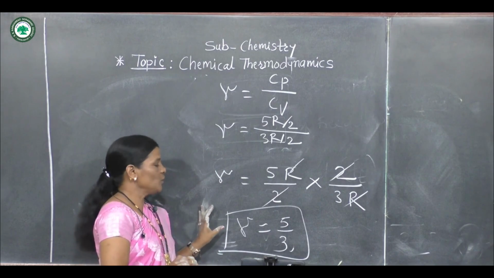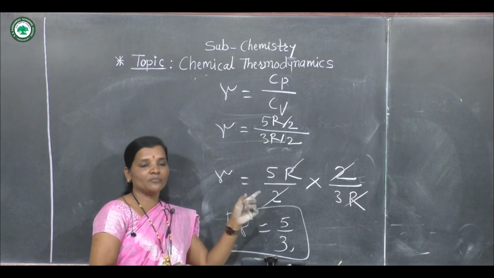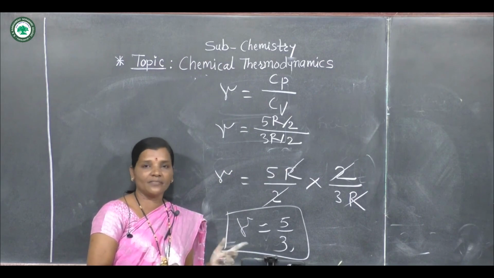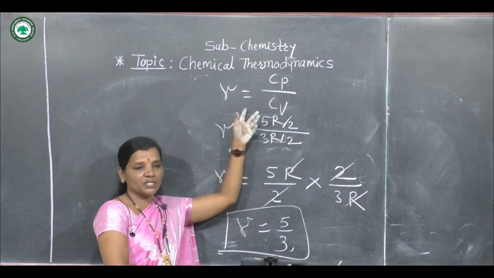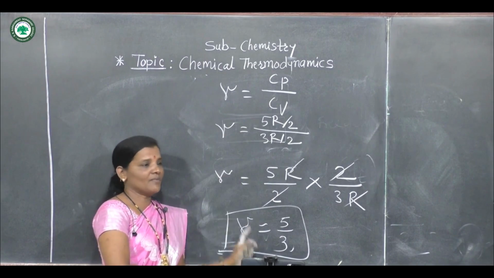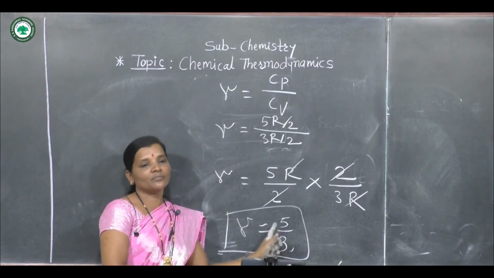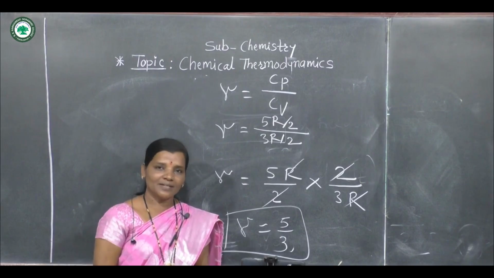From the degree of freedom we find the values of Cp and Cv, and from the values of Cp and Cv we can find this ratio, that is nothing but gamma, and that value is found to be gamma is equal to 5 upon 3. So we'll stop here. Thank you.